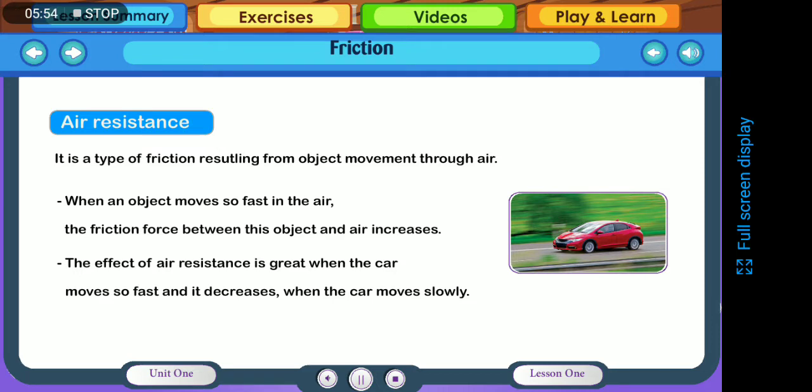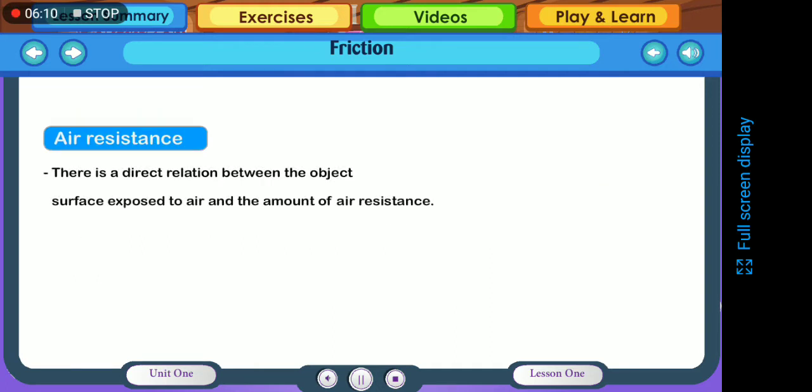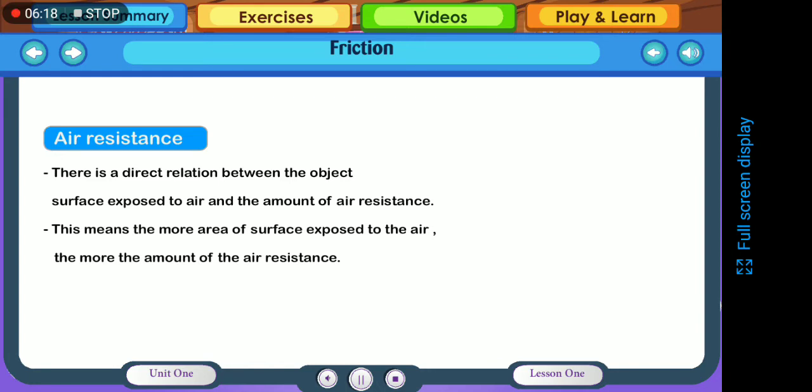Air resistance is a type of friction resulting from object movement through air. There is a direct relation between the object's surface exposed to air and the amount of air resistance. This means that the larger the surface area exposed to the air, the greater the amount of air resistance.